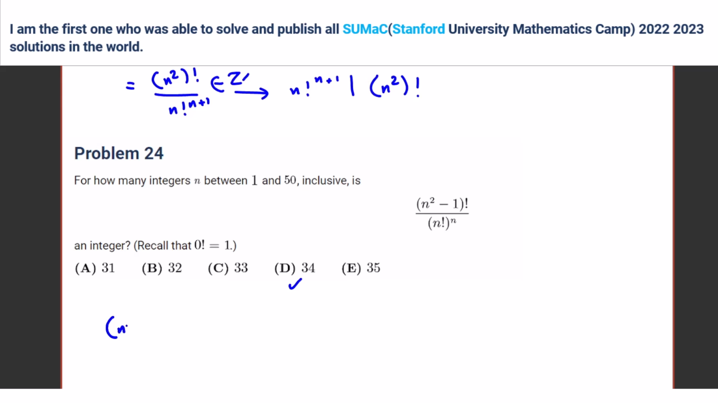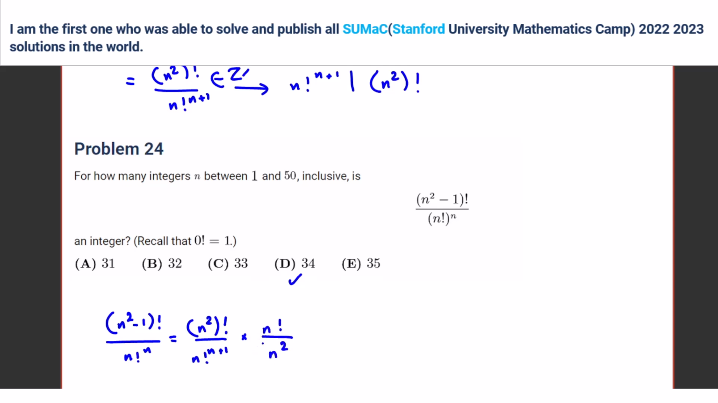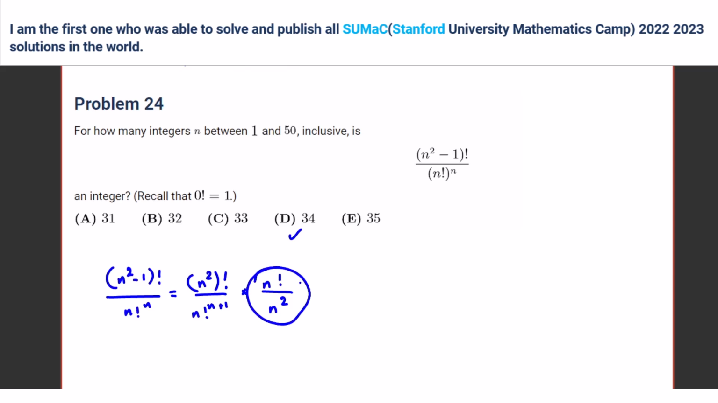We can say n squared minus 1 factorial over n factorial to the n is equal to n squared factorial over n factorial to the n plus 1, times n times n factorial over n squared, right? Exactly. If this one is an integer, then the problem will be solved, right? Yeah. And then it is an integer.